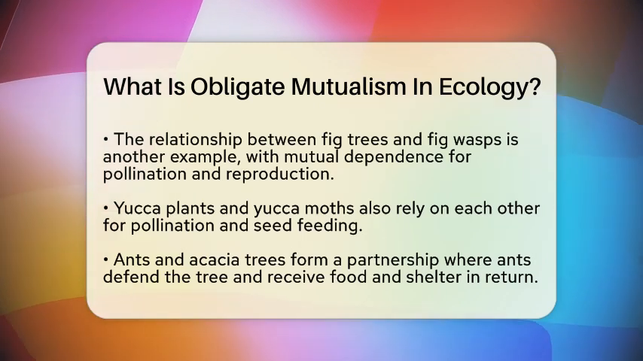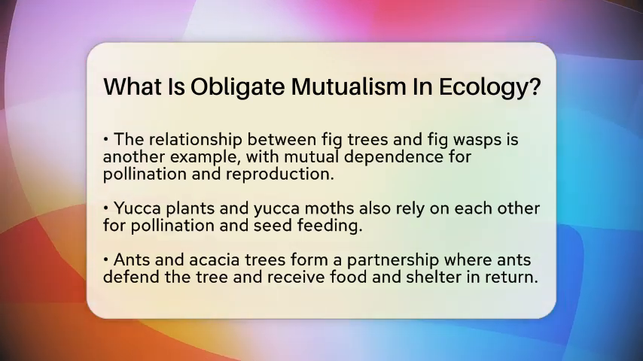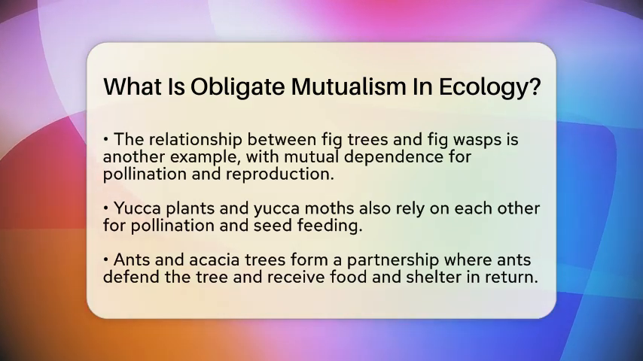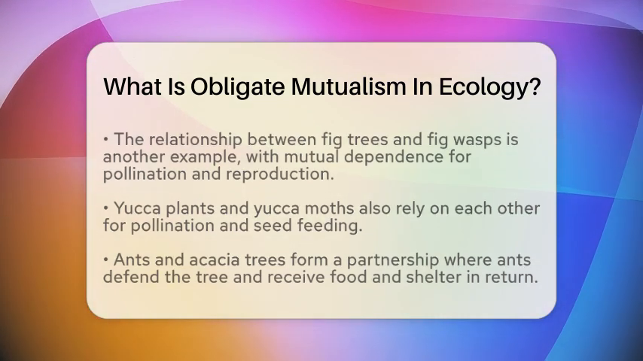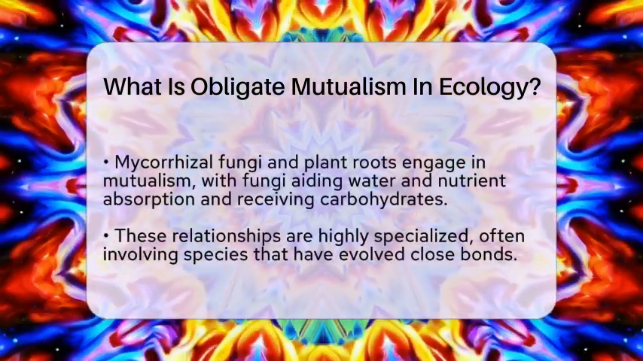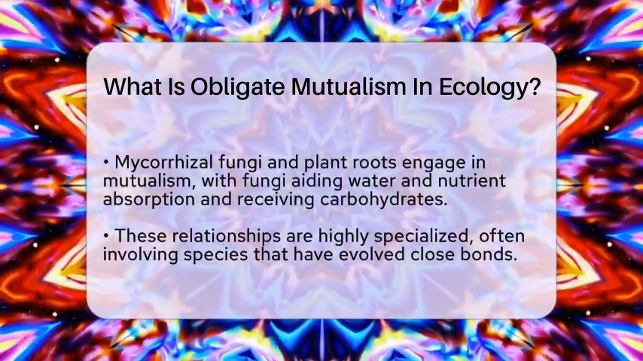Yucca plants and yucca moths also show obligate mutualism. The moth pollinates the yucca flowers, which cannot reproduce without this process. The moth's larvae feed only on yucca seeds, so their survival depends on the plant.